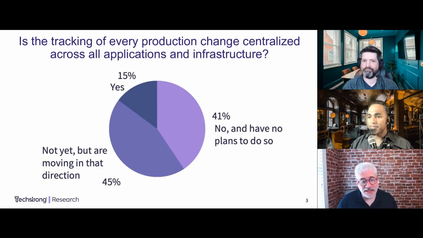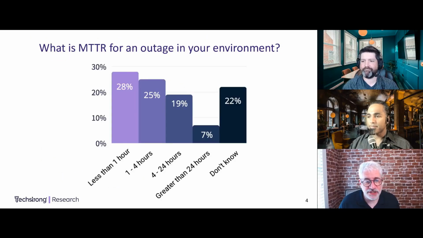Nope. And as we transition into our next data point, this is an outcome-based situation. What's the mean time to repair for an outage in your environment? This is the stuff that's impacting customers, getting in the way of your ability to be successful. Again, we'll start over on the right. 22% don't know.